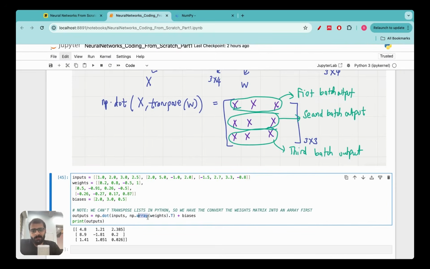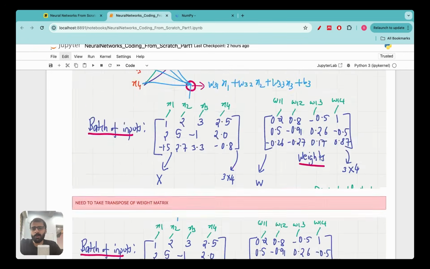But you must notice that we added an np.array, and the reason is because we cannot take transpose of lists in Python, and weights currently is written as a list of lists. So we need to first convert it into an array format, and then we need to take a transpose of this. That's why this particular command exists, np.array(weights) and then transpose. And then finally, don't forget to add the bias. So now you can hopefully start to appreciate the beauty of the dot product.